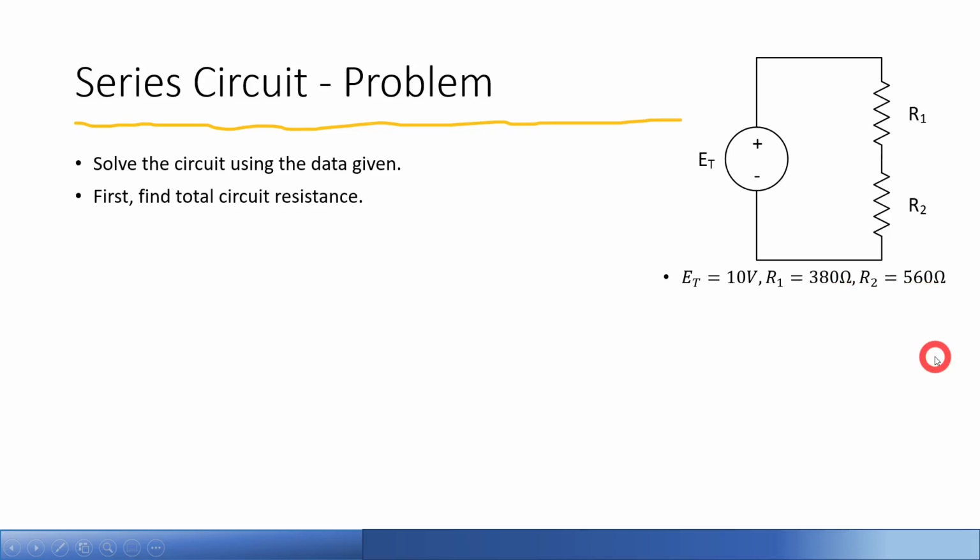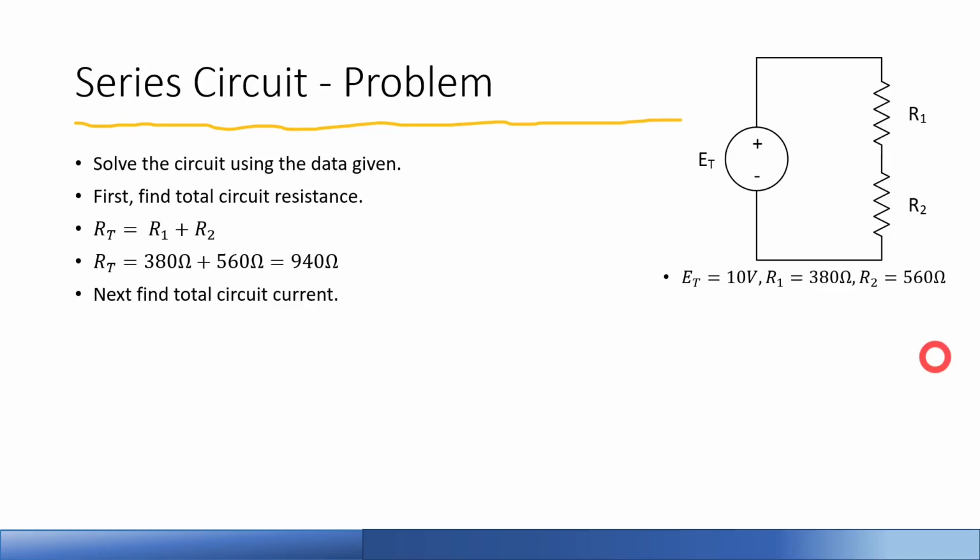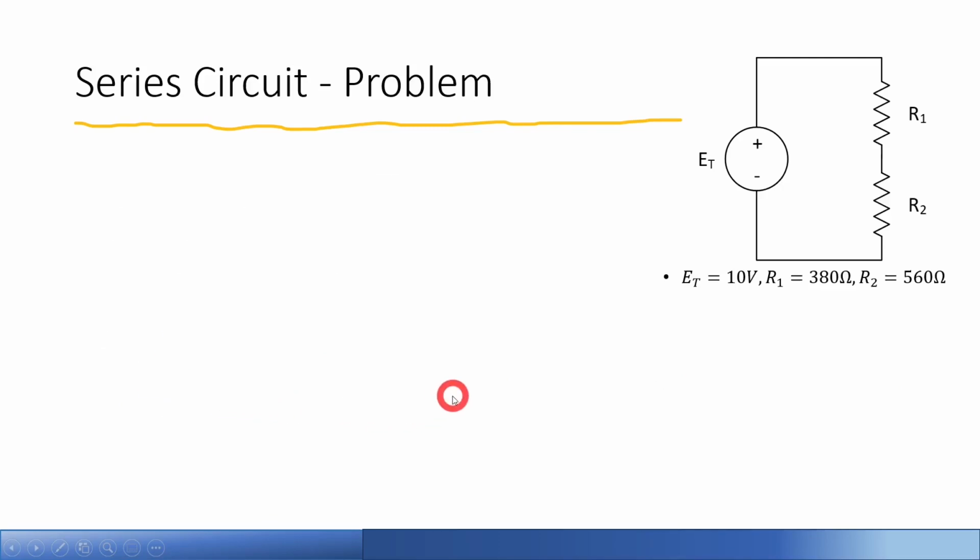And so first thing we want to do is find our total current. So we want to find that total resistance by adding the 380 and the 560, and that gives us 940 ohms. Okay, so now we can find total current. We can use our total voltage and divide that by our total resistance, and we will get our total current value. Okay, so our total current value will be that 10 volts divided by the 940 ohms, and that gets us, rounded, 10.638 milliamps.